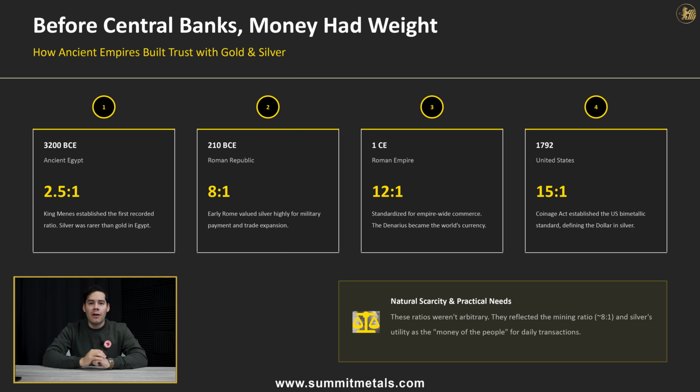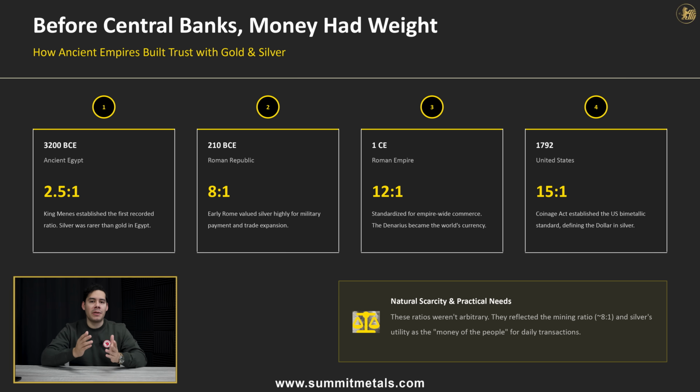Look at the historical record. Egypt set the first recorded ratio of 2.5 to 1, reflecting silver's scarcity in the region. The Roman Empire standardized it at 12 to 1 for commerce across the entire domain they held. In 1792, the US Coinage Act fixed the ratio at 15 to 1. These ratios were not arbitrary numbers. They reflected the natural scarcity of the metals, the mining ratio of around 8 to 1, and the practical needs of commerce. Silver was the money of the people for daily transactions, while gold was the ultimate store of value.